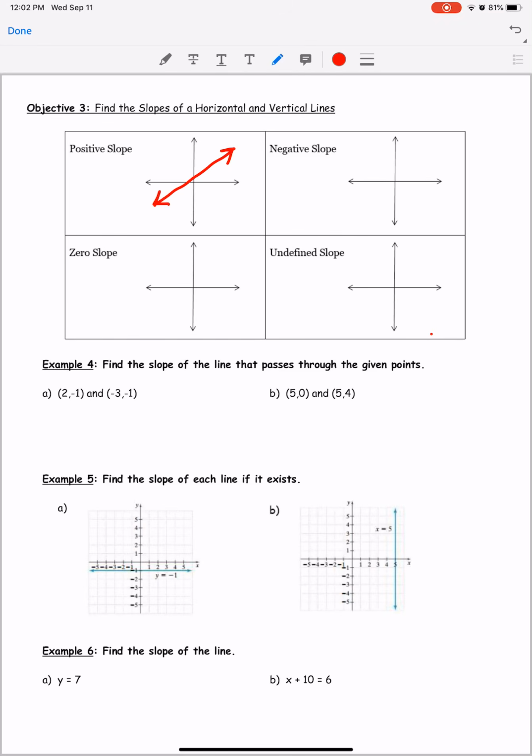So the negative is the opposite, right? As you are reading and writing from left to right, now this line is going down. So you can always tell just by looking at it: is it going up? It's positive. Is it going down? It's negative. Your zero slope means it's not going up or down. It's zero. It's neutral. It's not going up, it's not going down. It's just a straight, flat, horizontal line. Your undefined slope, then, is up or down. This is your vertical lines.